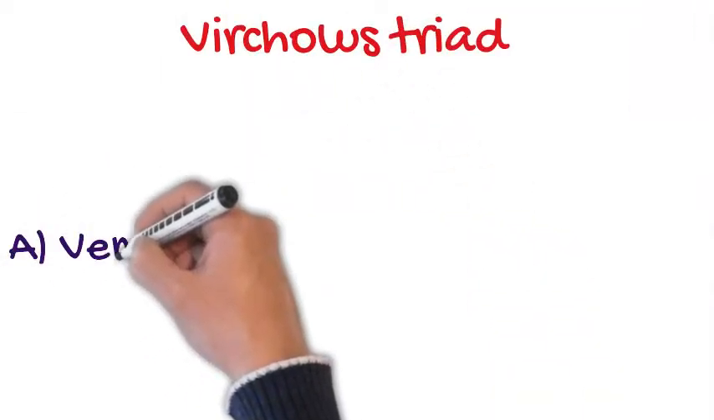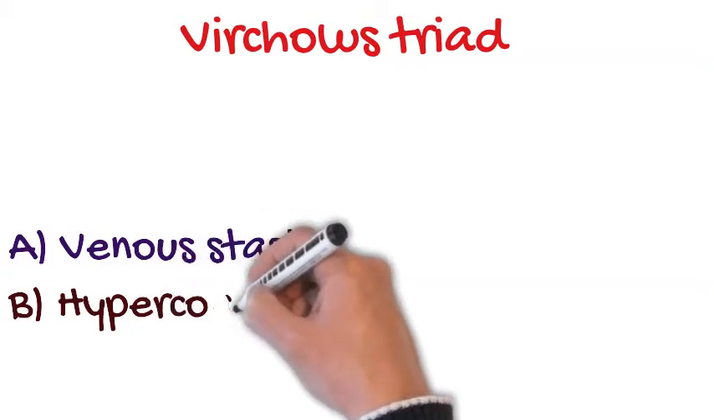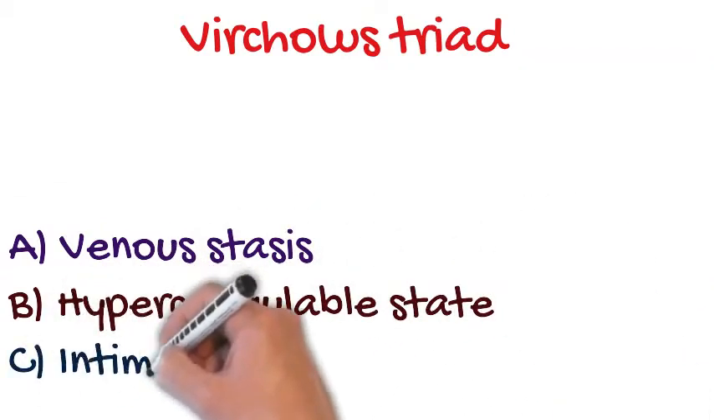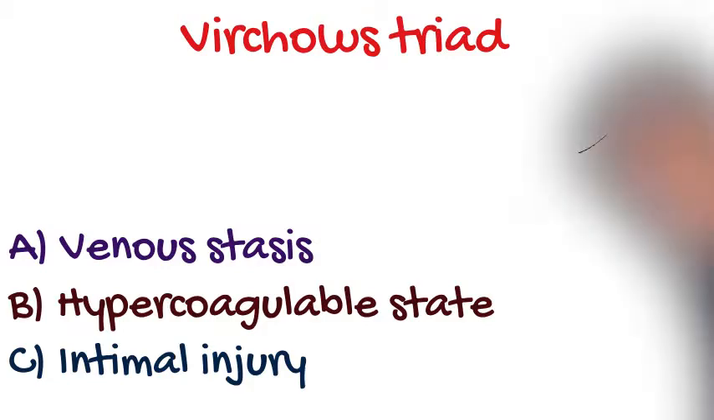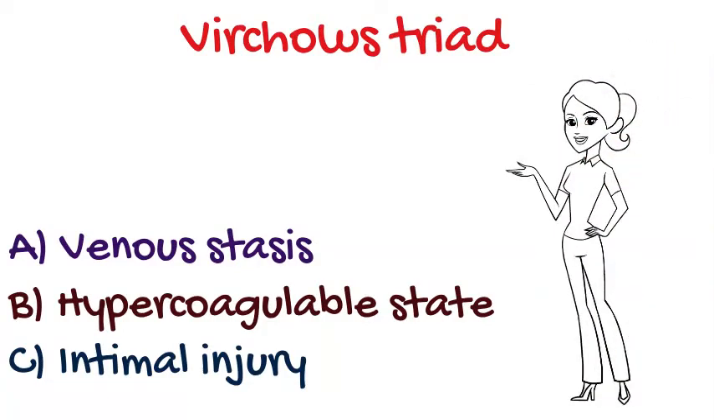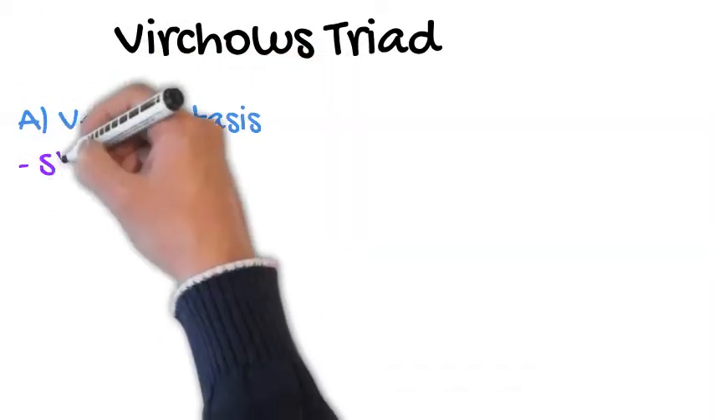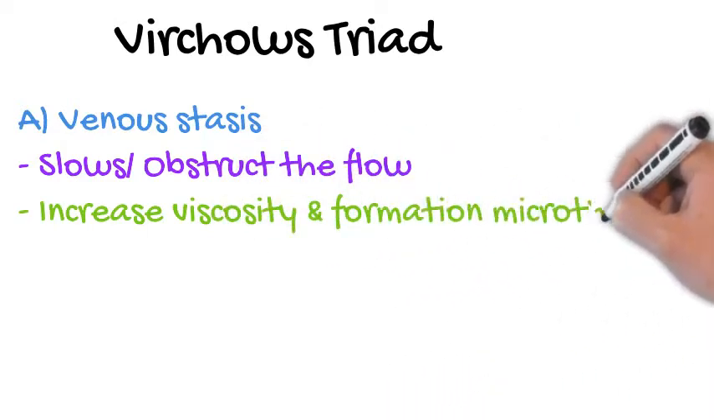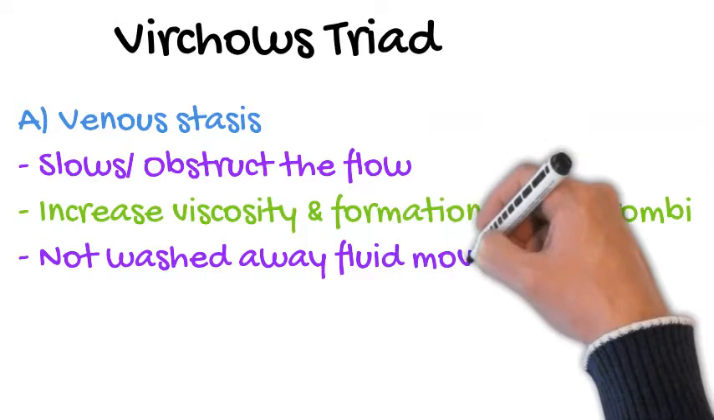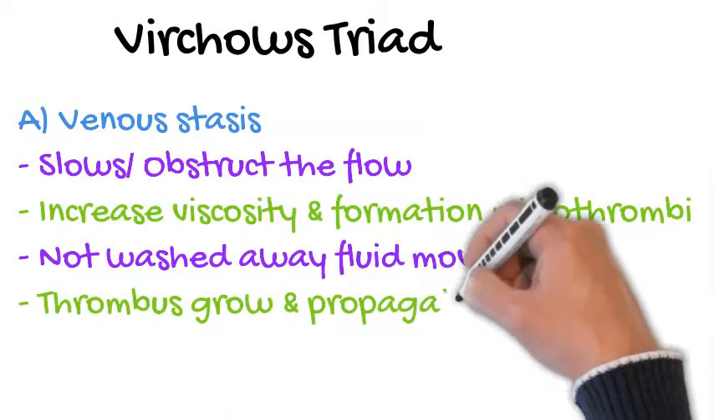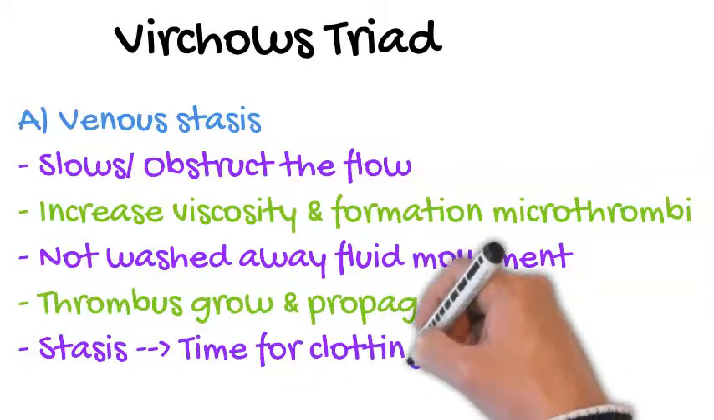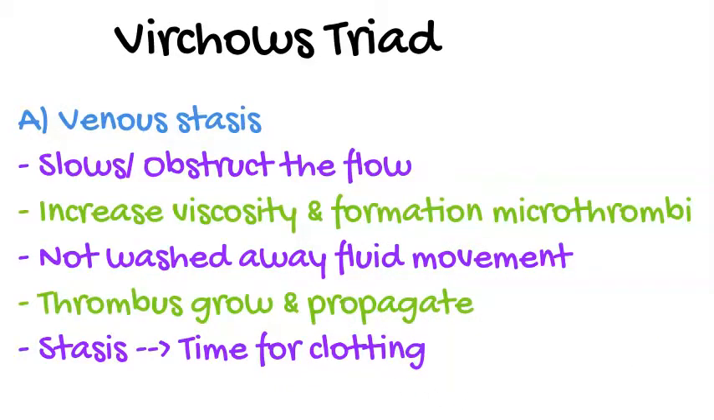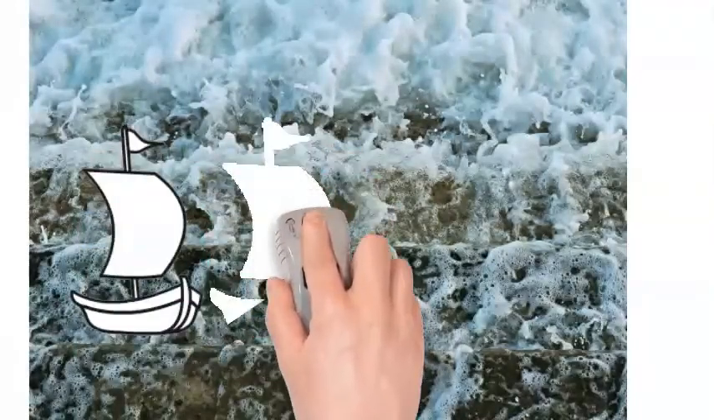The risk factors of thromboembolism are based on Virchow's triad that consists of A. Venostasis, B. Hypercoagulable state, C. Intimal or endothelial injury. For venostasis, it is anything that slows or obstructs the flow of venous blood. There is an increase in viscosity and formation of microthrombi that are not washed away by fluid or movement. Thrombus grows and propagates. Stasis causes more time for clotting, and these clots will not wash away. This will increase blood viscosity.